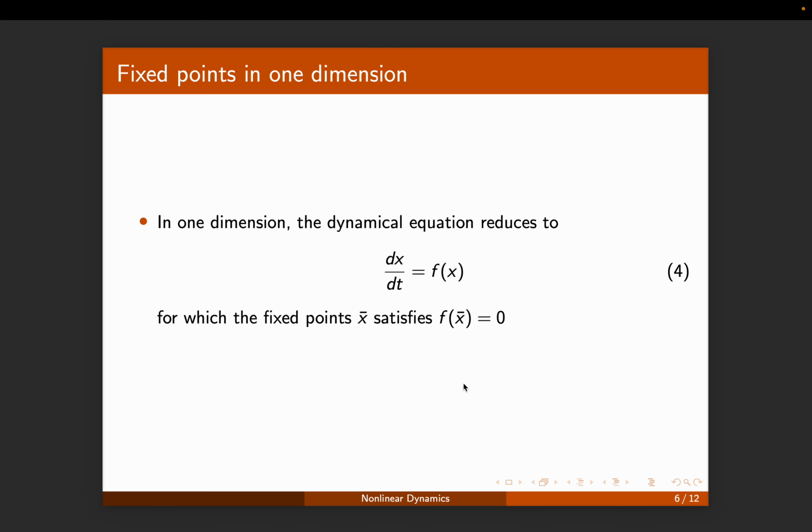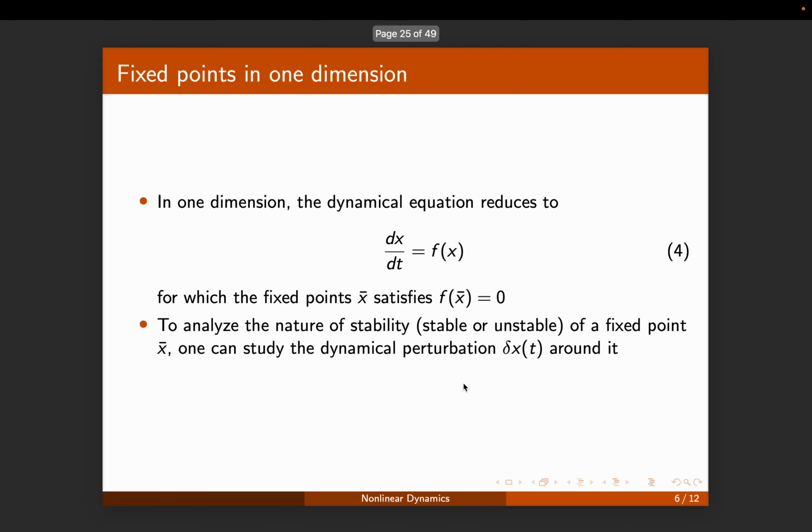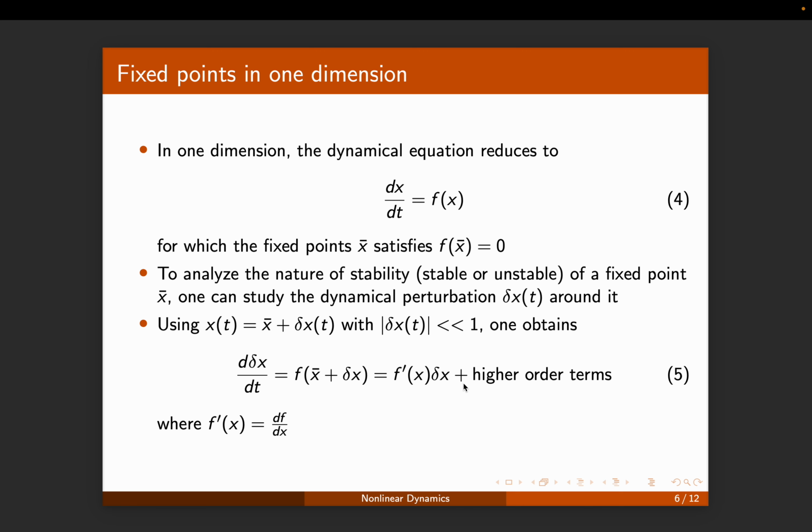Let's see that in one dimension. In one dimension, the dynamical equation reduces to equation 4, for which let's call x bar the fixed point, which satisfies f of x bar equal to 0. To analyze the nature of stability of this fixed point, whether it is stable or unstable, one needs to consider the dynamical perturbation around it. That is, let's take x of t as x bar plus delta x of t, where delta x of t is very small.